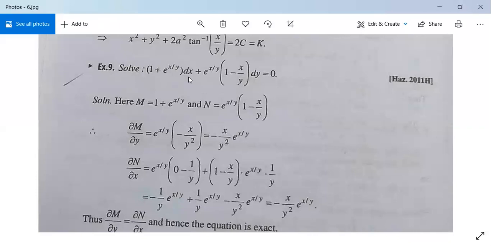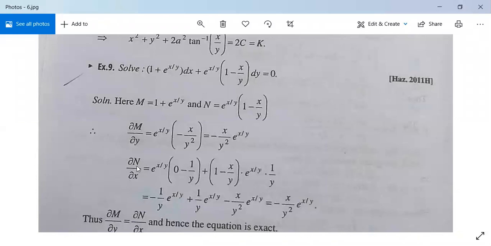Solve (1 plus e to the power x by y) dx plus e to the power x by y (1 minus x by y) dy is equal to 0. Here M is 1 plus e to the power x by y and N is e to the power x by y into (1 minus x by y). Take partial differentiation of M with respect to y. It is given as e to the power x upon y into minus x by y square. Since here we are differentiating partially with respect to y, x will be treated as a constant. So it is equal to minus x by y square e to the power x upon y.